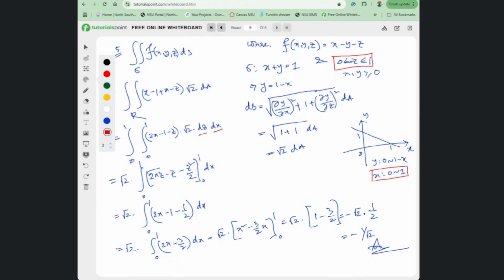Yes, sir. This one is a little tricky because here z is not a function of x, y.